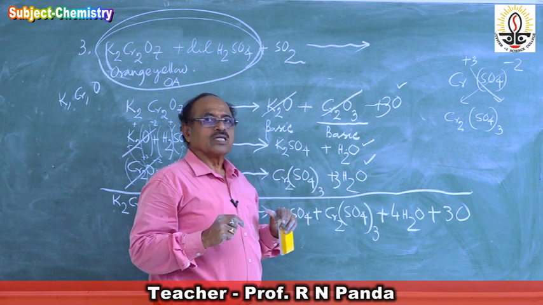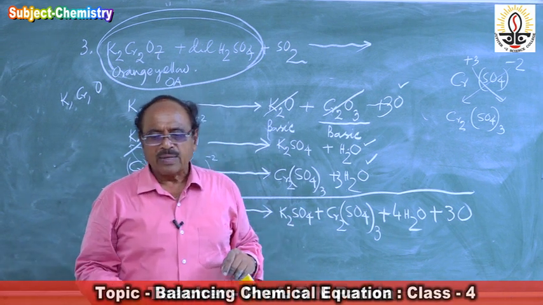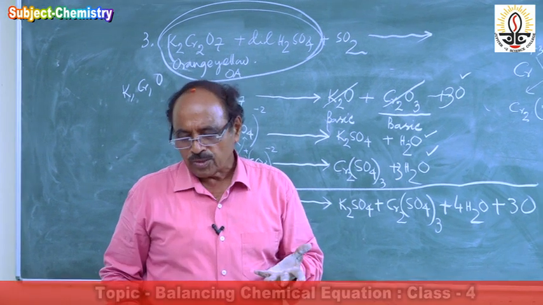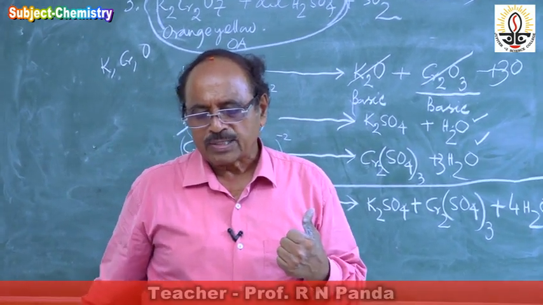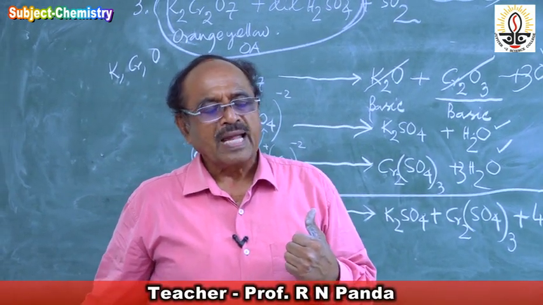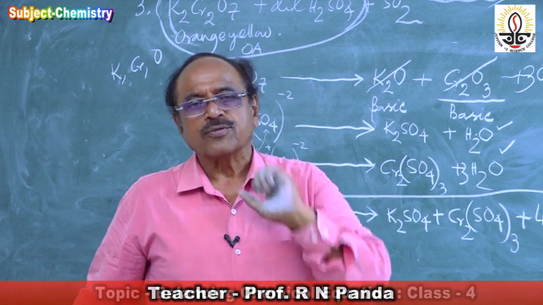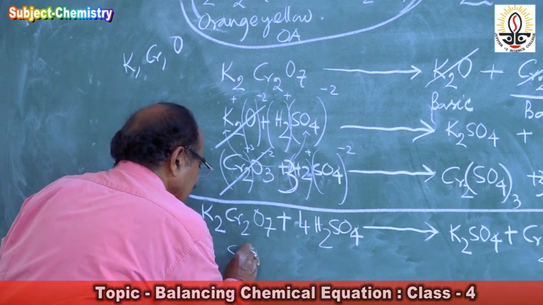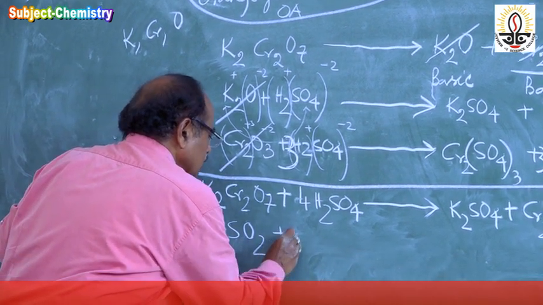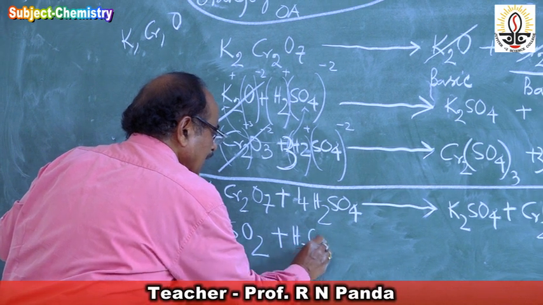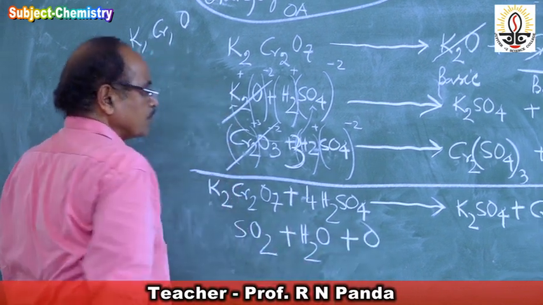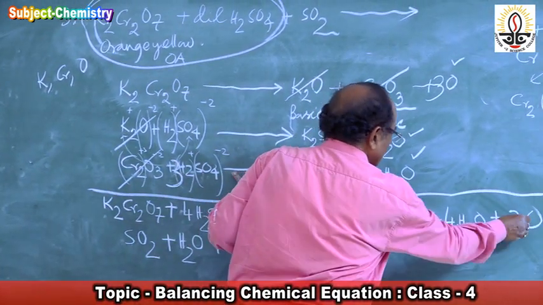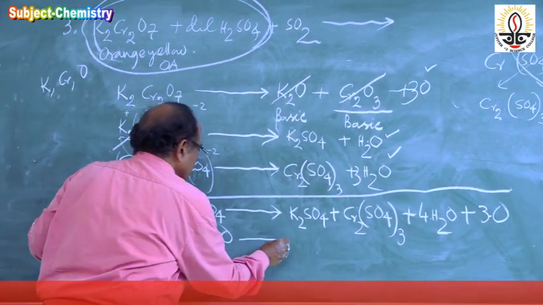This is acidified potassium dichromate. To that I have added sodium sulfite, and the reaction took place to form a green solution. And how will this happen? Now the sulfur dioxide I have taken, and water is present, and I am passing O. Sulfur dioxide, water plus O. This water and O will react and form what? Sulfuric acid.